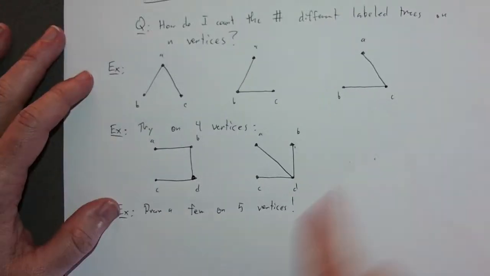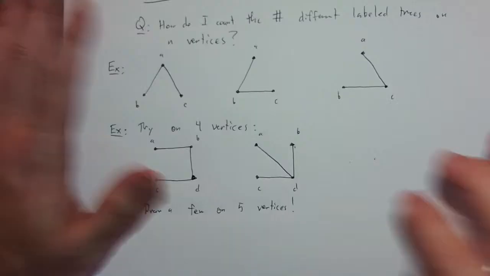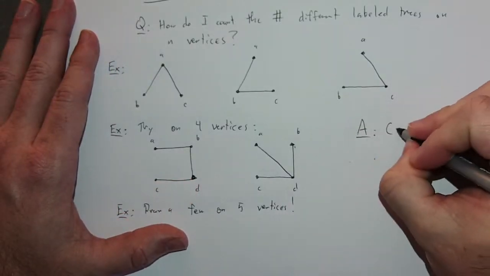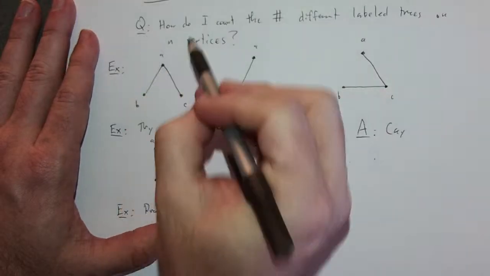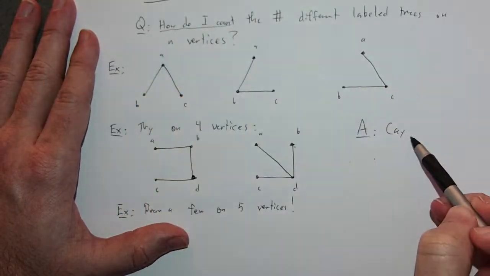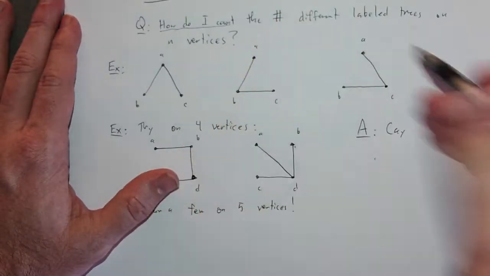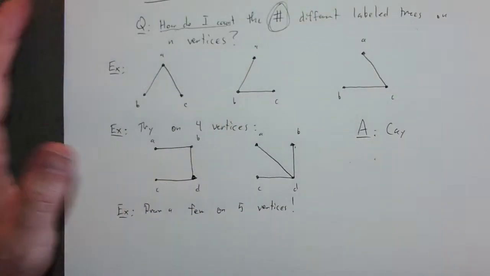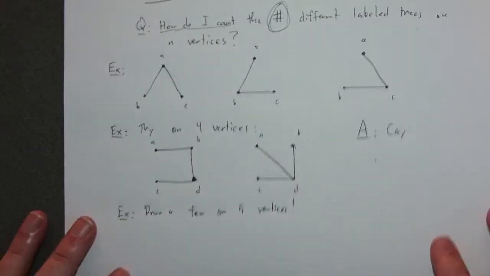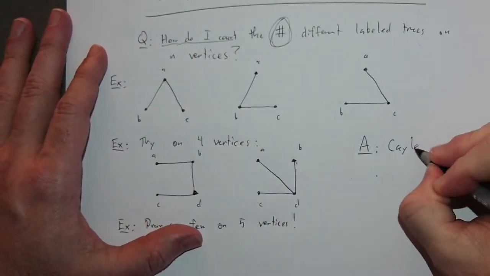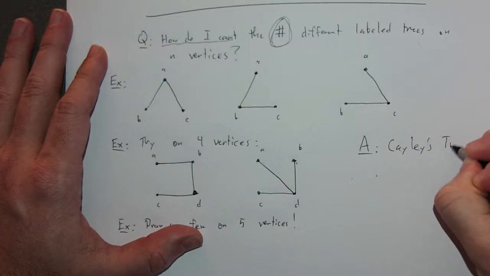Now, this is answered by the following. So our answer, well, the question was, how do I count? This answer isn't going to tell you how, although the proof of it will tell you how. The answer is just telling you what the number is. It's not telling you how to count, although, as I said, the proof of this is going to tell you how to count these. So this is called Cayley's tree formula.